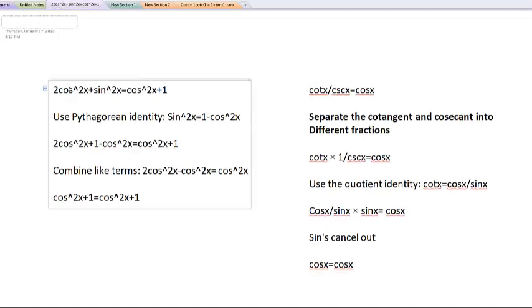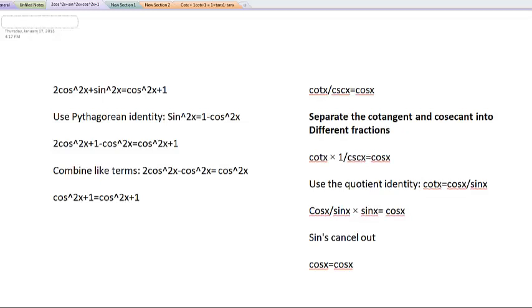So our first problem, you have 2 cosine squared x plus sine squared x is equal to cosine squared x plus 1. Use Pythagorean identities. Sine squared x is equal to 1 minus cosine squared x. You have 2 cosine squared x plus 1 minus cosine squared x is equal to cosine squared x plus 1. You combine like terms and you are left with 2 cosine squared x minus cosine squared x is equal to cosine squared x. You finally have cosine squared x plus 1 is equal to cosine squared x plus 1.